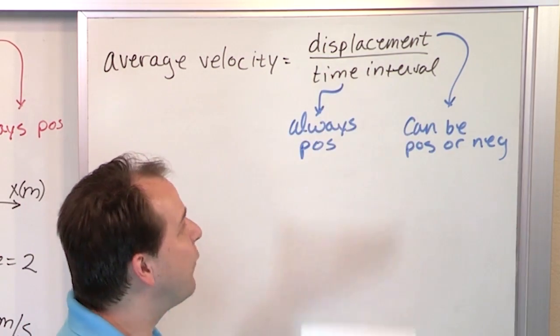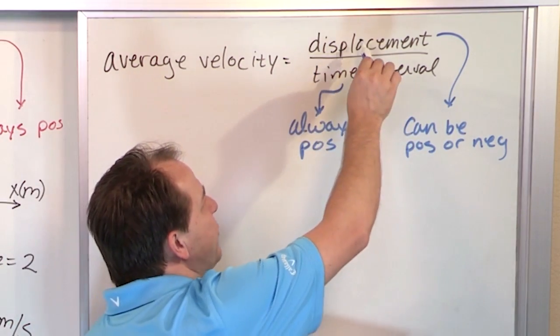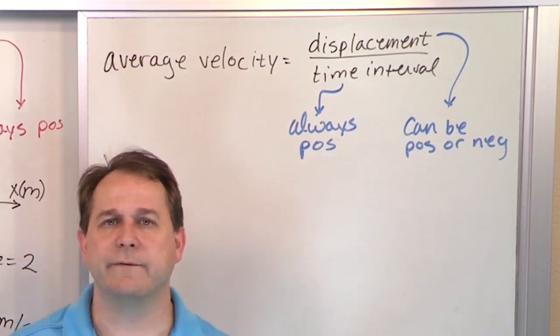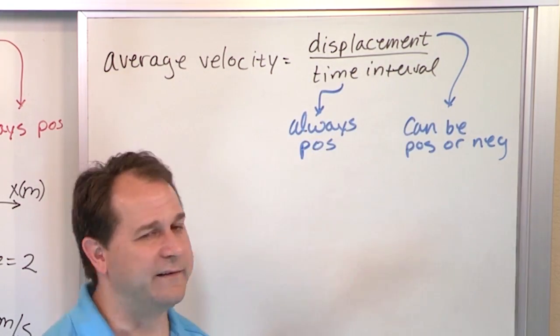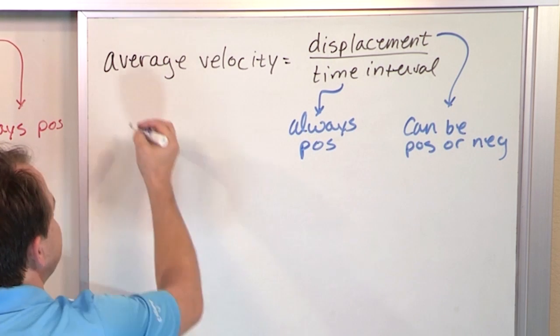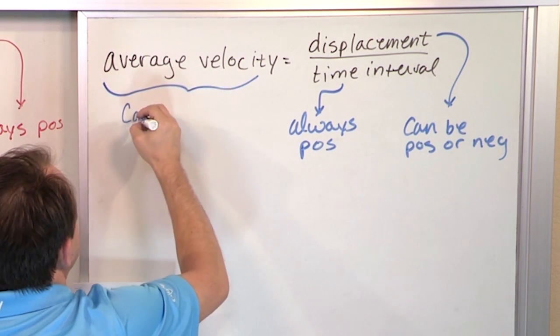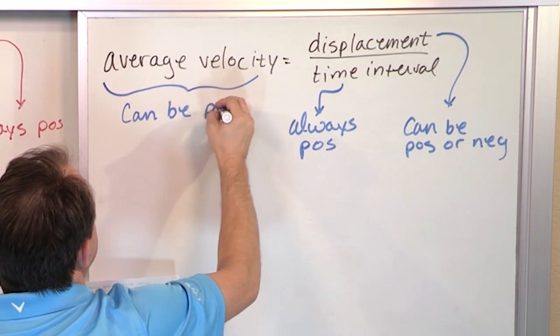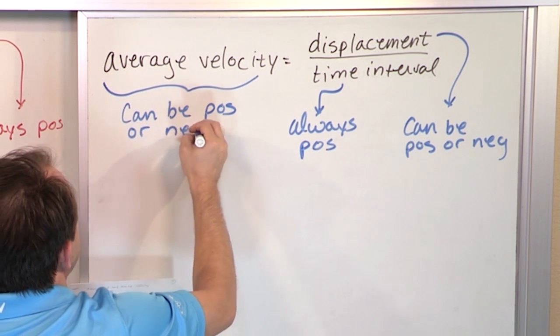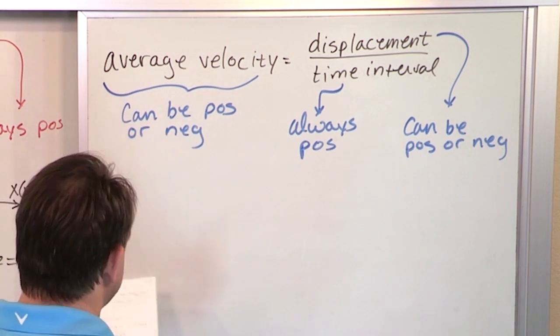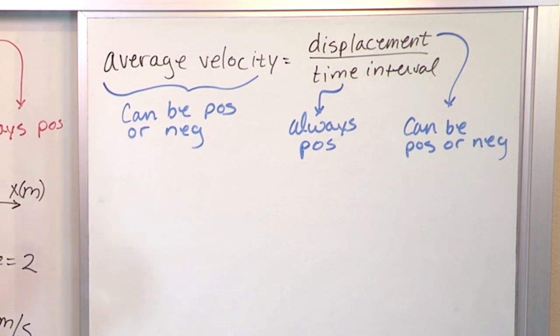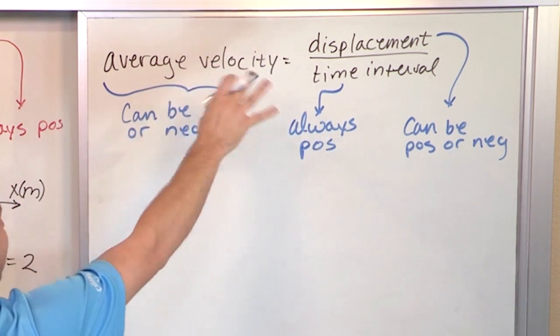But the top can be positive or negative, so if you end up with a negative top and a positive bottom and you divide them, you might get a negative answer. But also, if the top were positive divided by positive, you could get a positive answer. So the bottom line is the average velocity can be positive or negative. And because it carries a negative or positive sign telling me the direction of travel, we say velocity, or average velocity, is a vector quantity.